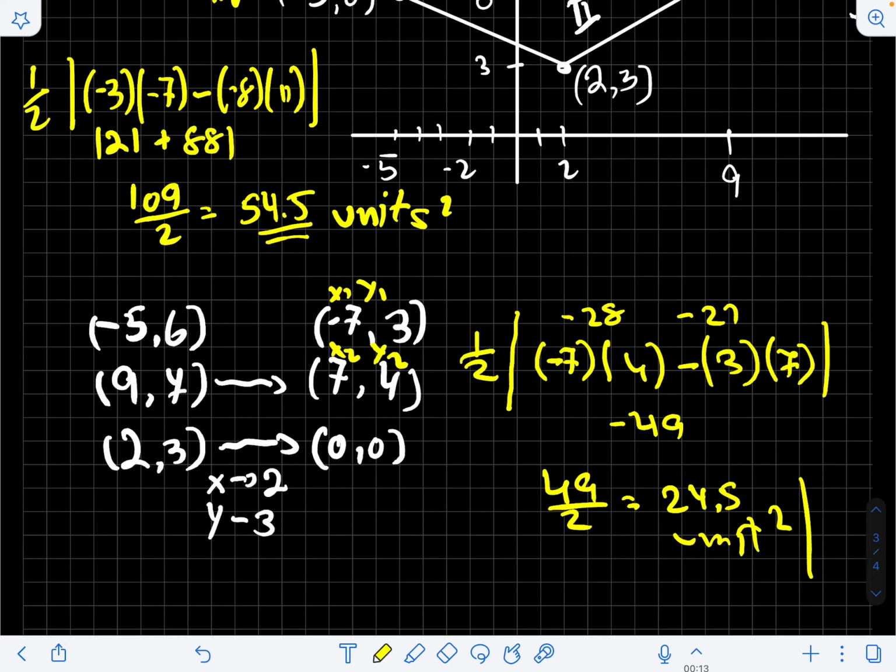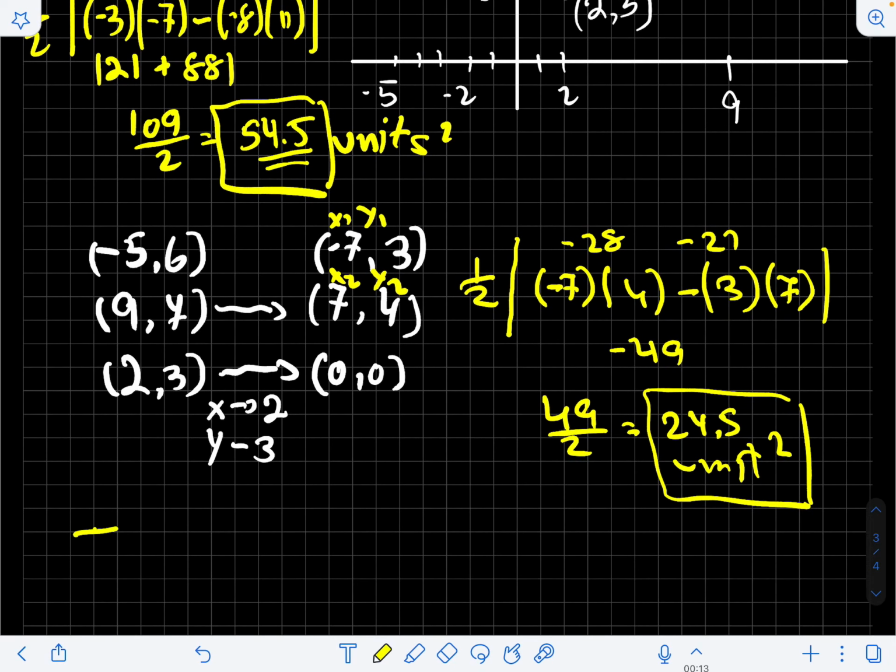Now this is the second triangle. That value there, 54.5, was the first triangle. So at this stage, we just take area 1 and add it to area 2. And we get 54.5 plus 24.5, which gives us altogether 79 units squared.